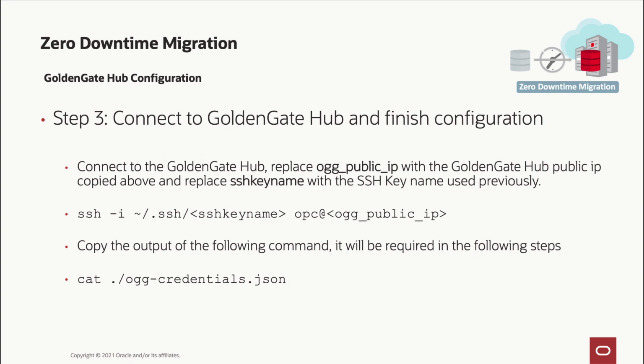Now, the Oracle Golden Gate Hub has been installed and the deployment is complete, but you still need to configure it, right? So you need to connect to it and replace the OGG public IP value with the Golden Gate Hub public IP that you copied before, and replace the SSH key name with the one that we used previously. You can do this by following these steps. It is also really important that you copy the output of the command, the cat for the OGG credentials.json file, because you will need it in the following steps as well.